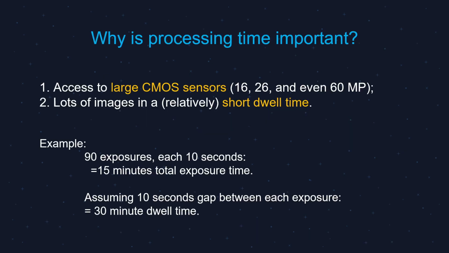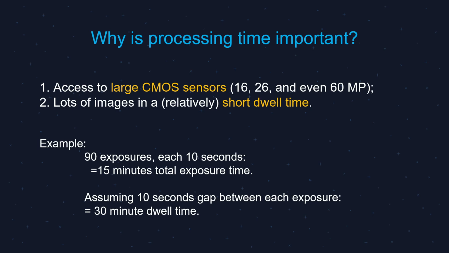So why do we care so much about processing time? Well, for a couple of reasons. One is that we do have, even as amateur astronomers, access to really large sensors. 16, 26, and even 60 megapixel images are not uncommon, and we are able to take a lot of images in a relatively short dwell time.